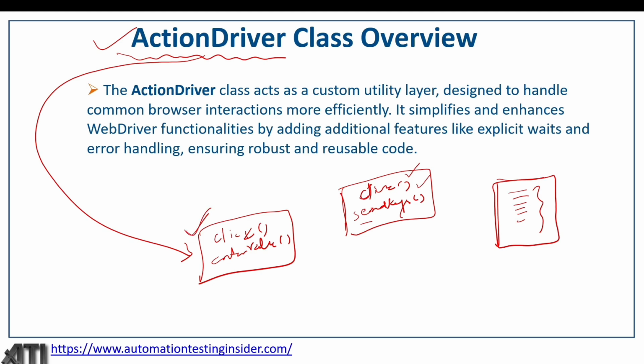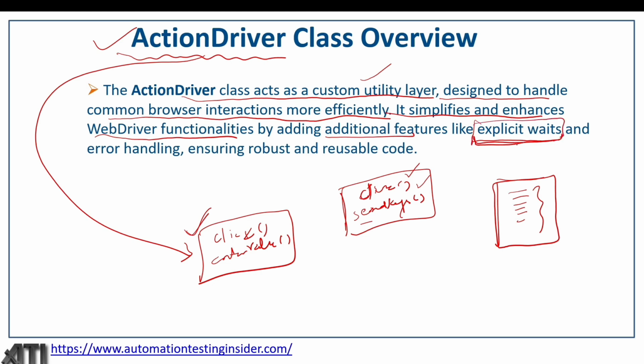So let's have a look at what the ActionDriver class is basically. The ActionDriver class acts as a custom utility layer. Since we customize all those methods, we can call it a custom utility layer, which is designed to handle common browser interactions more efficiently. How will those methods handle them in an efficient way? Basically it simplifies and enhances WebDriver functionalities by adding additional features. What are the additional features? We are going to use explicit waits, which is nothing but the dynamic waits in Selenium, right?